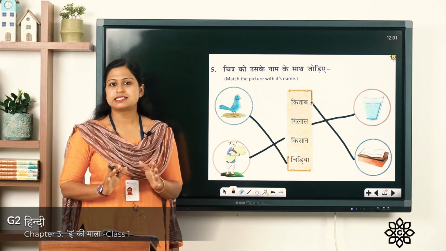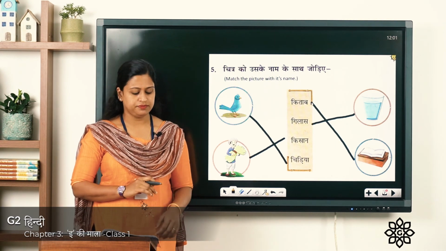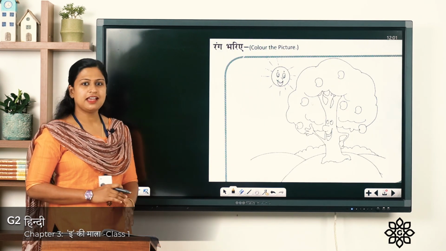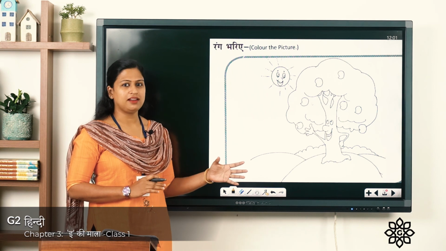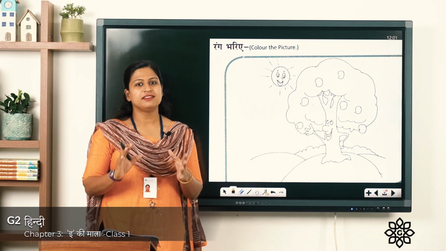I hope it's clear. This chapter is clear for you, the use of E symbol. Now, this is an interesting exercise. I know you love to color it. So, you have to make it attractive by coloring it.